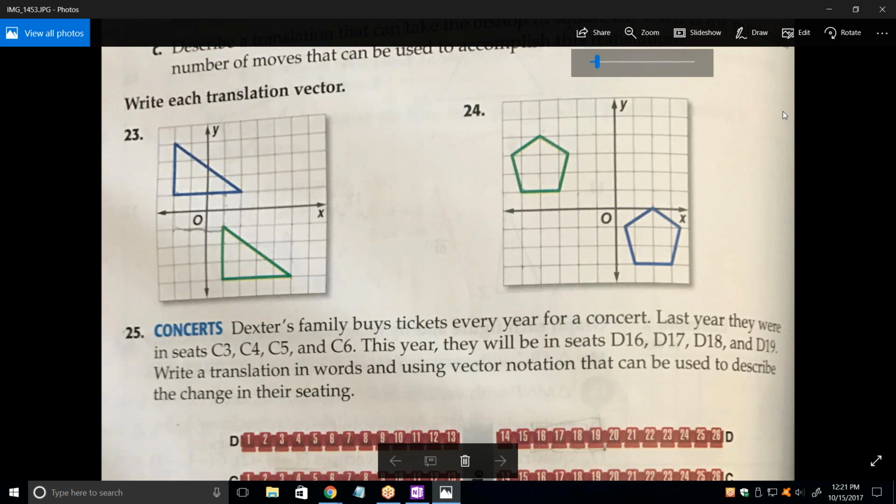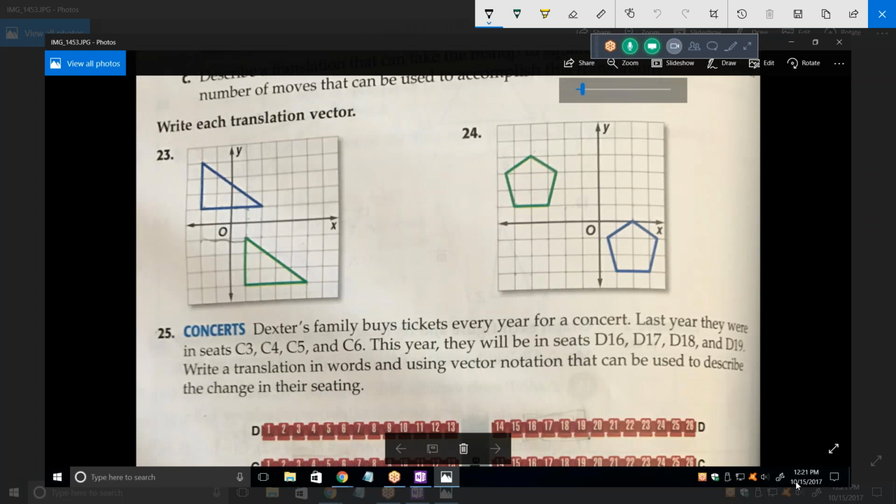So let's go from blue to green. What is the translation vector going to be when I go from blue to green? All you really need to do is do 1 point. In other words, take that point and figure out how it gets there. Okay, so 1, 2. So 5 over. Hold it. Do the x first, because the x is the first you write.